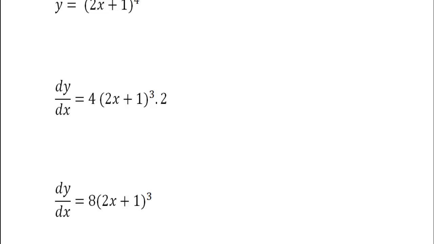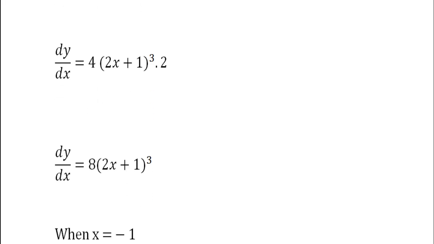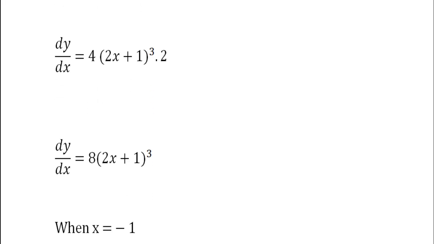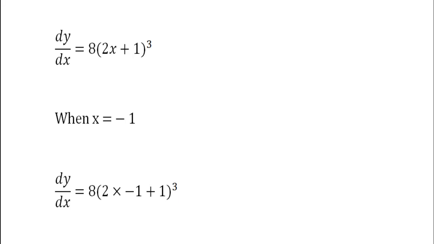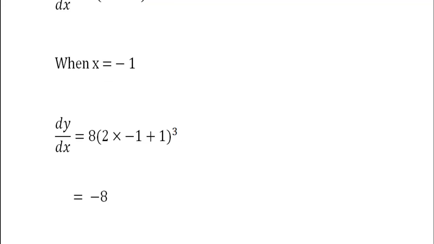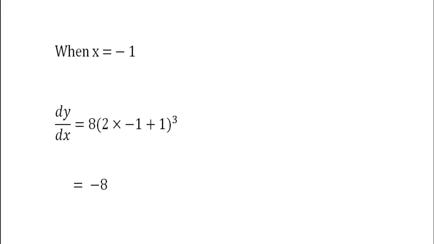Then because we want to find the equation of the tangent when x equals minus 1, we put x equals minus 1 into the gradient function, which then equals negative 8. Okay, so that's the first step. We've determined that the gradient of the tangent at that point is negative 8.